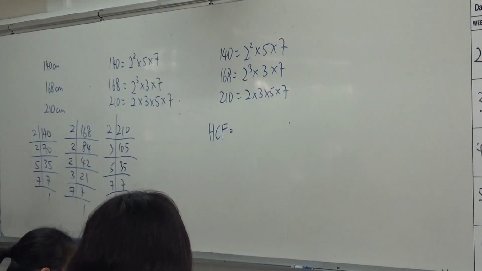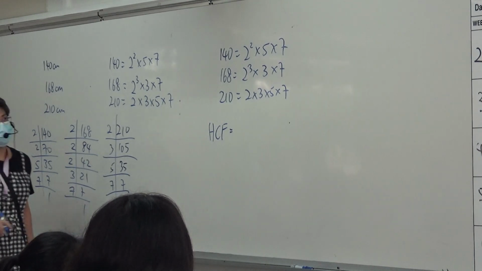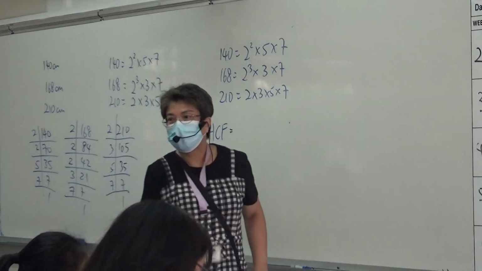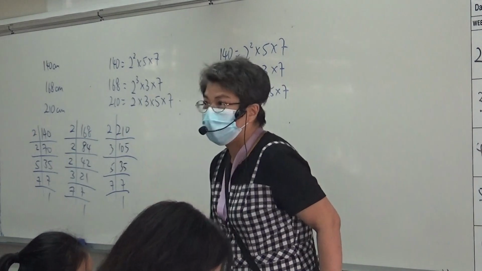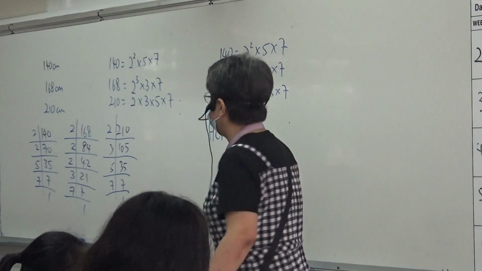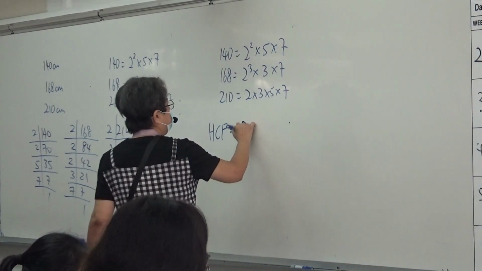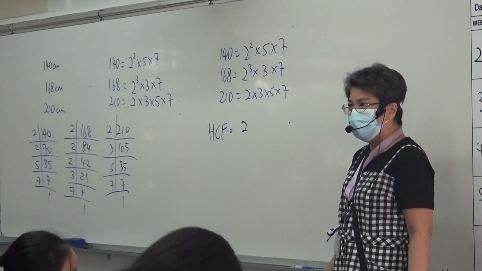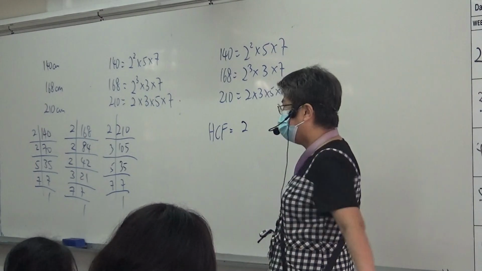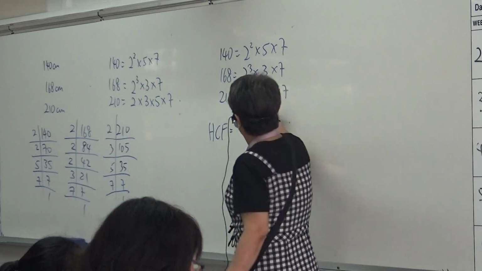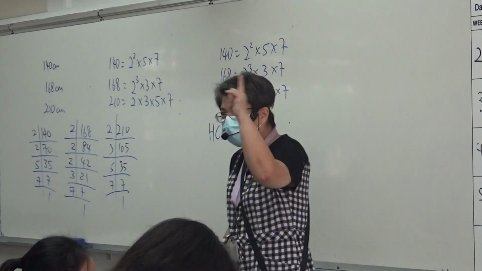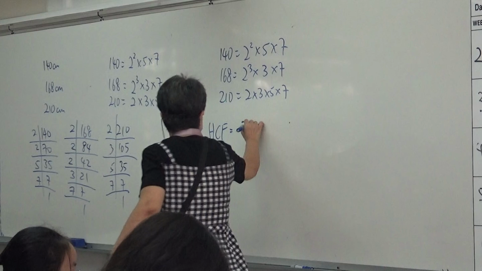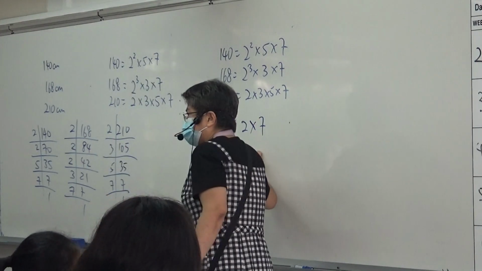I told you in the video, right? Highest common factor means all must have, right? All must have. Okay, look at 2. I must take what? Just 2, right? Okay, just take 2. Can I take 3? I cannot take 3. Can I take 5? No, because the second one doesn't have. Can I take 7? Yes. So what's the highest common factor?